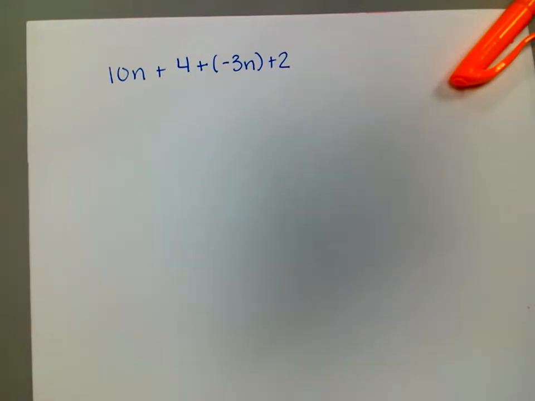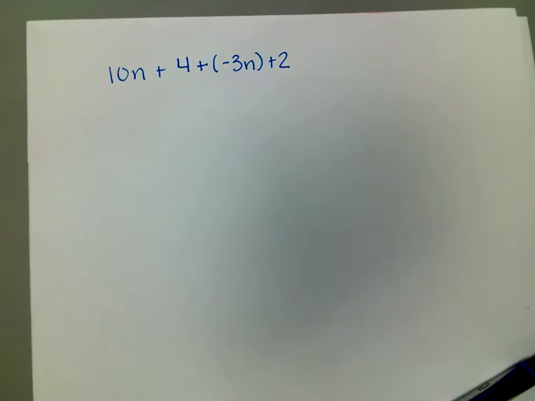Okay, we're going to talk about combining like terms. I know that's something we've been kind of struggling with, so I just wanted to go over that a little bit. I'm going to start with an easier one: 10n plus 4 plus negative 3n plus 2. One of the strategies I've used is using a highlighter to highlight the like terms, especially the ones with the variables.